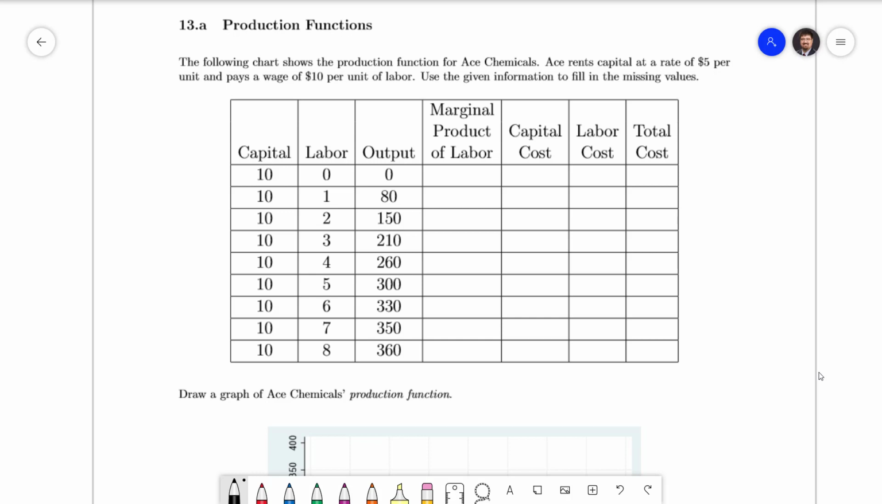There is no marginal product of labor when we have no labor. After this, we need to see how much output increases as we increase labor. The first unit of labor produces 80. The second one adds 150 minus 80, which is 70. Next one adds 210 minus 150, which is 60. And we can keep doing this all the way down.